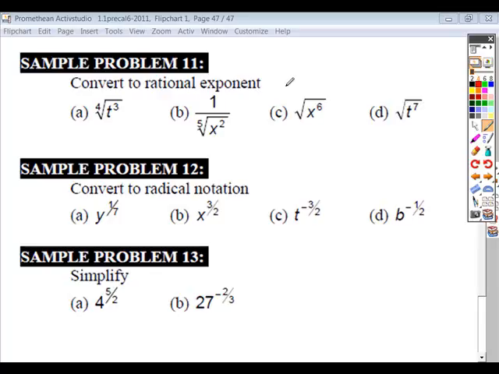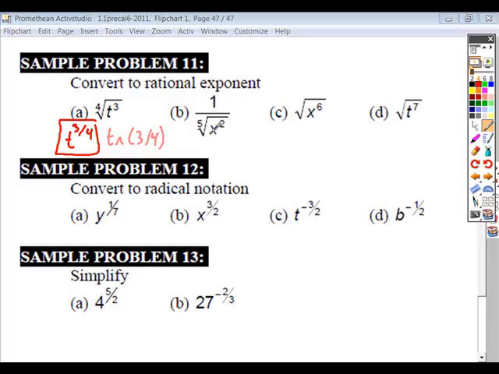This first one is a simple, straightforward conversion. You take your base of t, your power of 3, your index of 4, and so you're done. You just need to convert it into that form. If you're writing this or entering this online, you would write t to the power of 3 over 4.